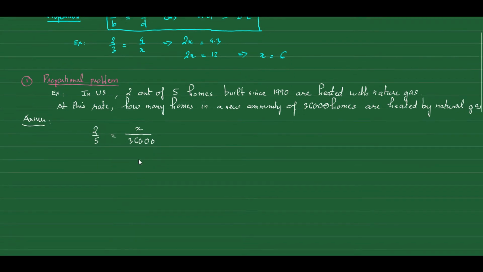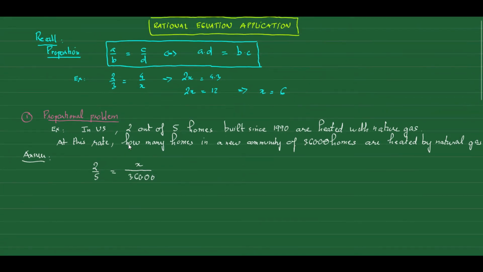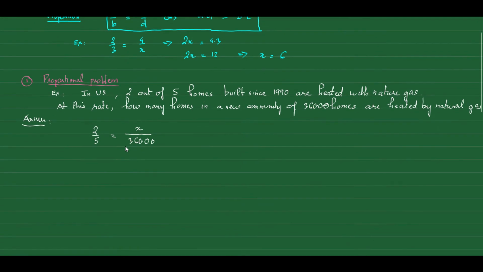But mathematically, this one is not a rational equation in terms of the definition we learned in the previous section. You can set up like that, because this proportion is the same as 5 over 2, 36,000 over X. I just need to change it a little bit. So this one is not a rational equation, but this one is a rational equation because there's a variable X in the denominator. But it is the same thing. The answer should be the same. You can set up like this or like this.